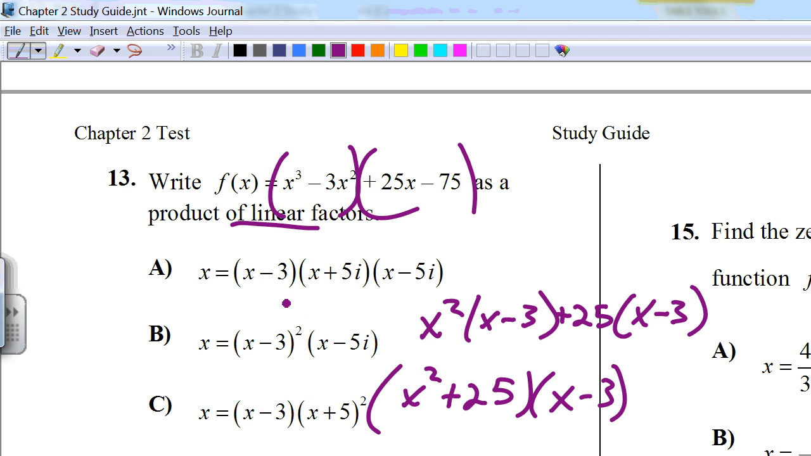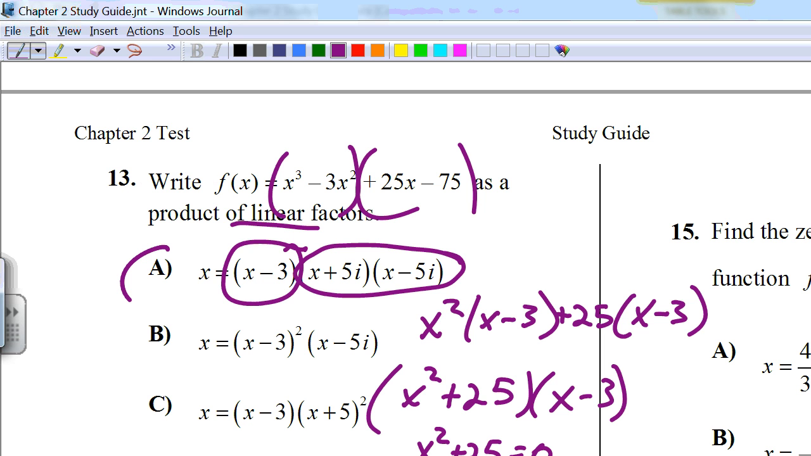So this is going to end up with x squared plus 25 equals 0. x squared equals negative 25. I square root both sides. I get x equals plus and minus 5i. Square root of 25 is 5. Square root of negative 1 is i. All right, so we have x plus and minus 5i and x minus 3. So that's our answer. Now let's look at 15 here.